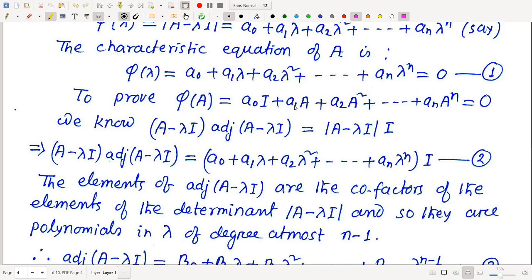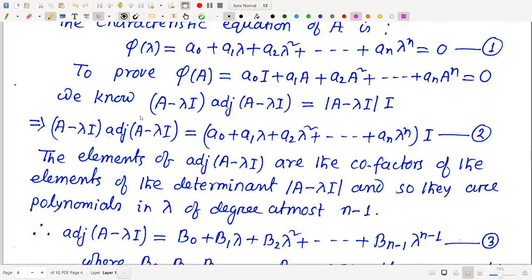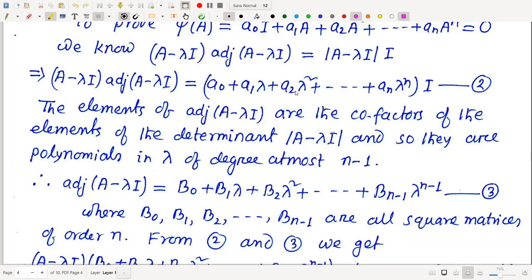So A naught I plus A1 A plus A2 A square plus dot dot dot plus An A to the power n equal to O, where O means a null matrix, a square null matrix of order n. We have to prove this. So we know A minus lambda I into adjoint of A minus lambda I equals determinant of A minus lambda I into I. This is a standard result: a matrix into its adjoint is equal to the determinant of the matrix into the unit matrix. You know it.